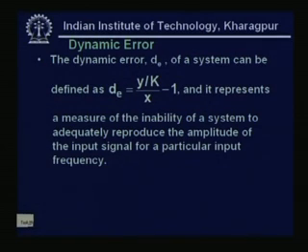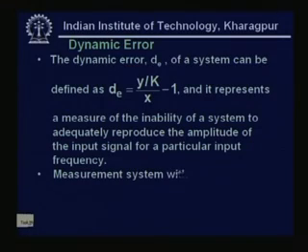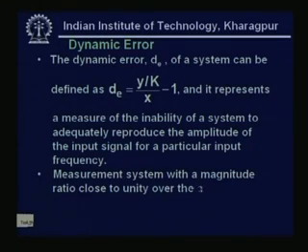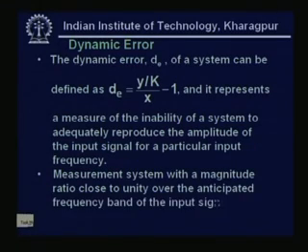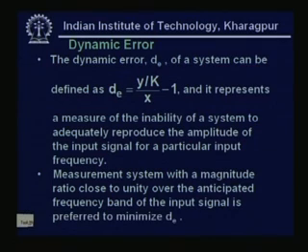So, it is inability. That means if you look at what the error should be, obviously it depends on time. As time goes by, you will find the error getting reduced and reduced, but after a certain time, if I ask how much is the dynamic error, because this will be utilized to solve some problems, you will find that it is a very important definition for any physical system. And measurement systems with a magnitude ratio close to unity over the anticipated frequency band of the input signal are preferred to minimize this. Obviously, we will always try to make dE equal to 0, but that we cannot. So, we will take some minimum value of this one.